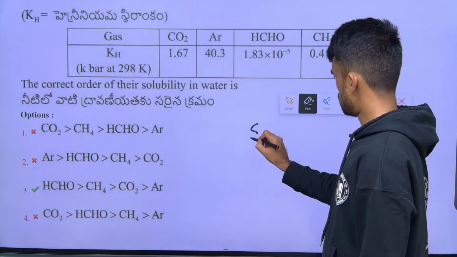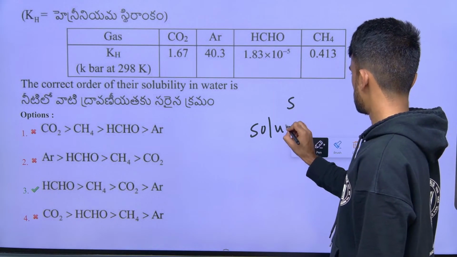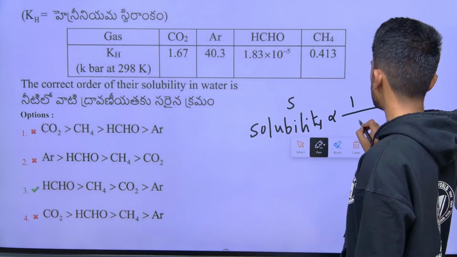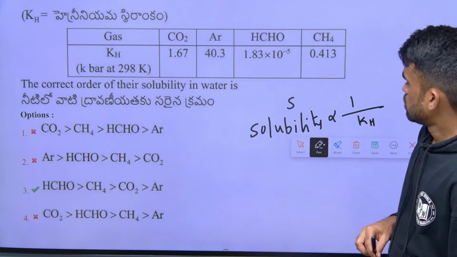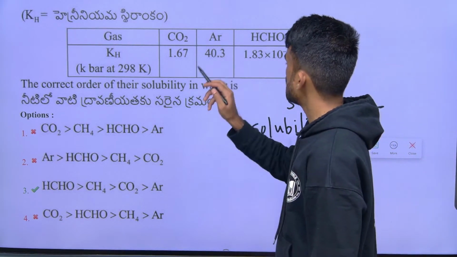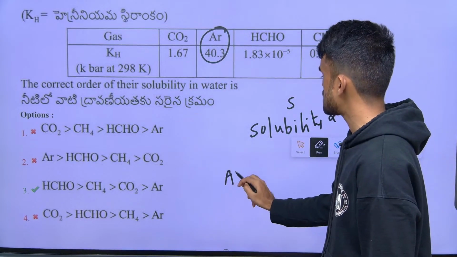Solubility of a gas is inversely proportional to K_H. Okay. So which one is having more K_H? More K_H is for this, so this is the least soluble. So argon is least soluble.